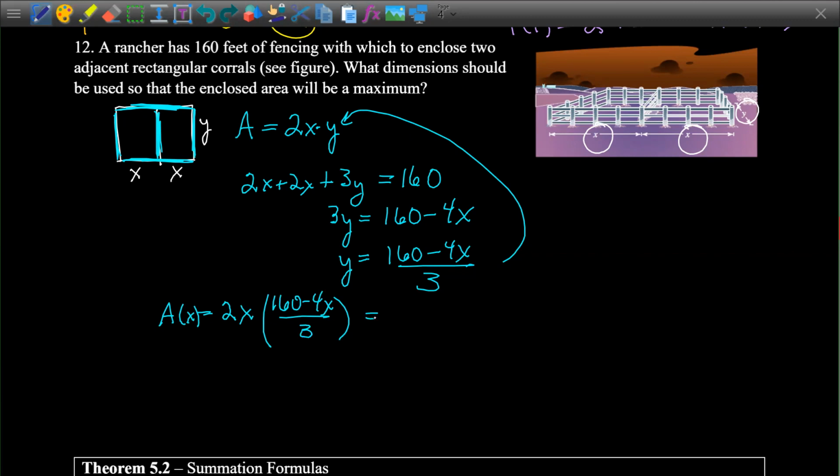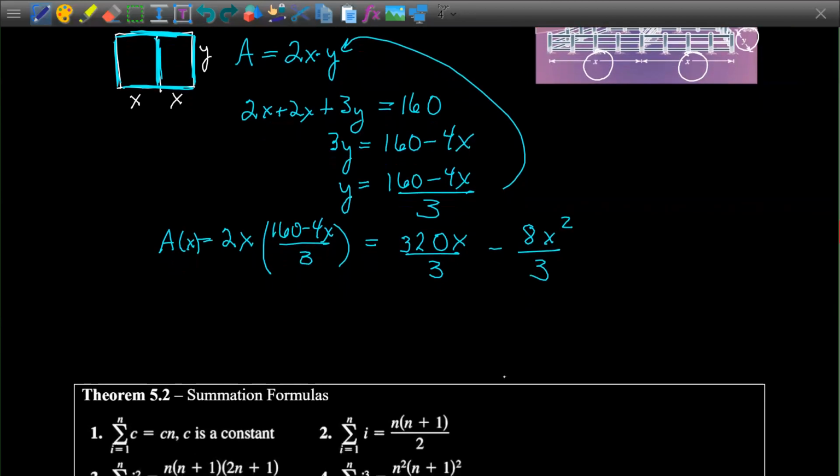So let's see, this is going to be 320x over 3 minus 8x squared over 3. All right. Okay, so we will need the derivative, A prime.